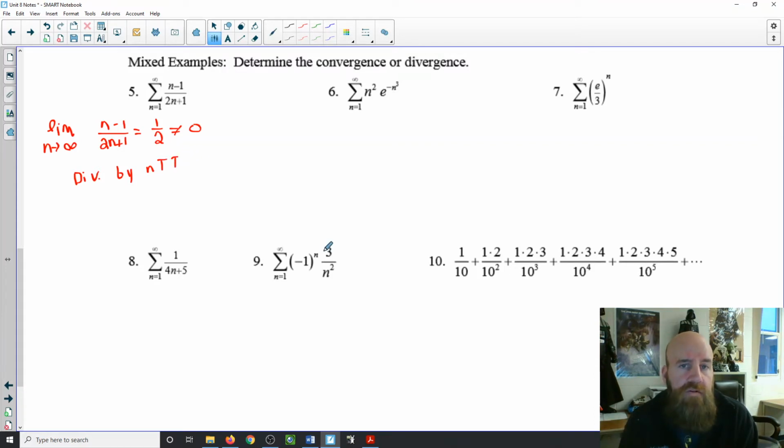It's probably the one you're always going to want to start with, unless you see something right off the bat that you want to use. So number 6, we're going to do the limit test, or sorry, the integral test. For the integral test, we're going to want to set up the integral from 1 to b. I'm taking the infinity out because that's improper. Switch everything to x's.